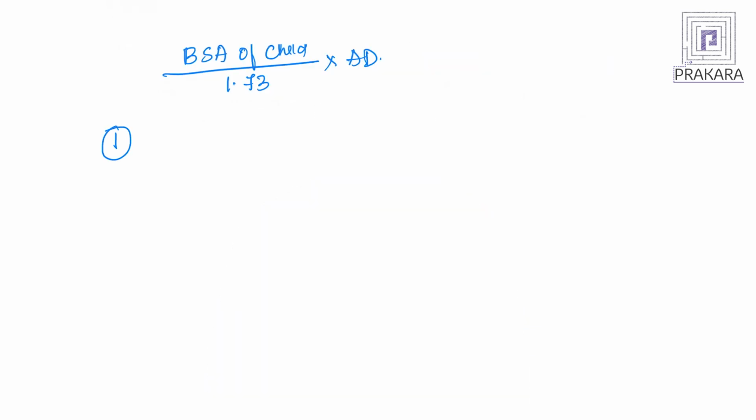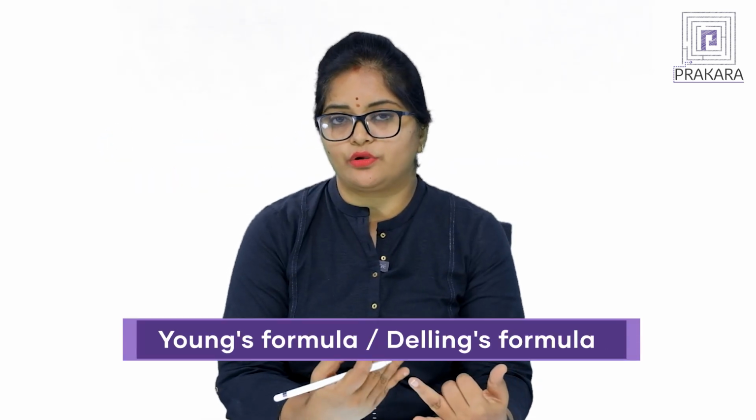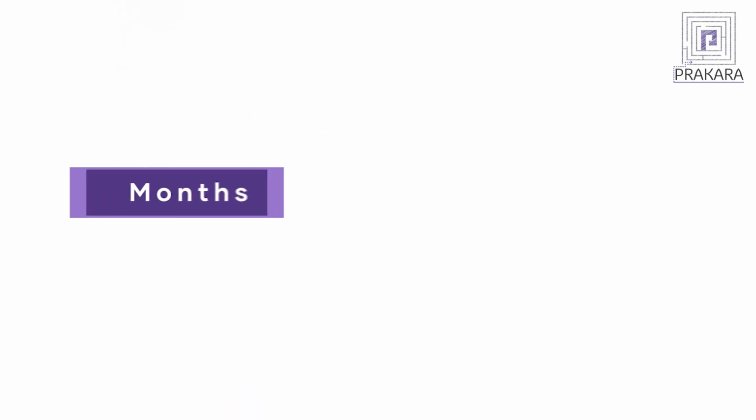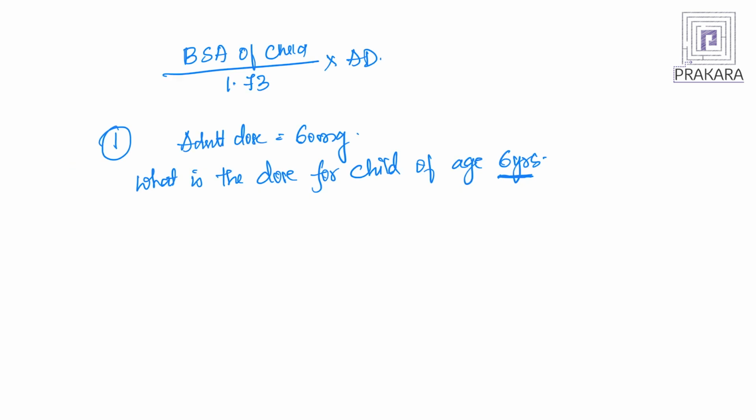So let us take one problem: if the adult dose is 60 mg, what is the dose for a child of age 6 years? Here you first have to see the age, 6 years. Either you can use the Young's formula or you can go for the Dilling's formula. Also the age is given in years. You have to remember that if the age is given in months, then you have to convert it into years. Like if the age is given as 2 months, then you have to convert it as 0.2, like that.